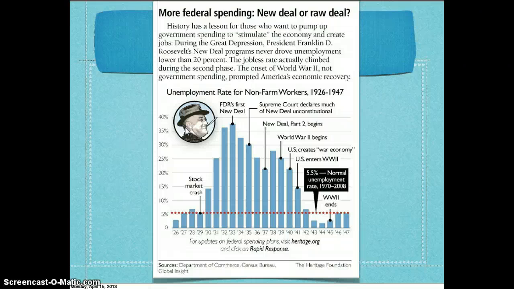When the New Deal Part 2 begins and World War II begins, unemployment kind of fluctuated up and down. In fact, New Deal programs never drove unemployment lower than 20%. What did drive unemployment down was the United States' entry into World War II. So can it be said that the New Deal ended the Great Depression? No, that's really World War II that helped us to get out of this mess. But I guess we could say that it did help to restore the American economy.